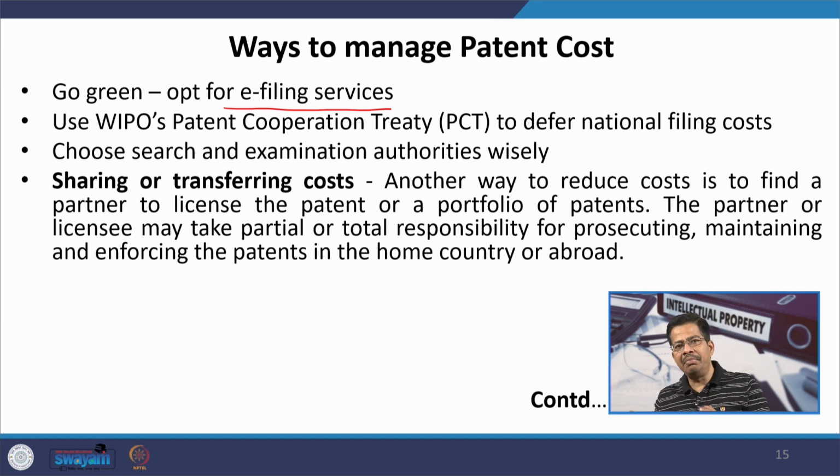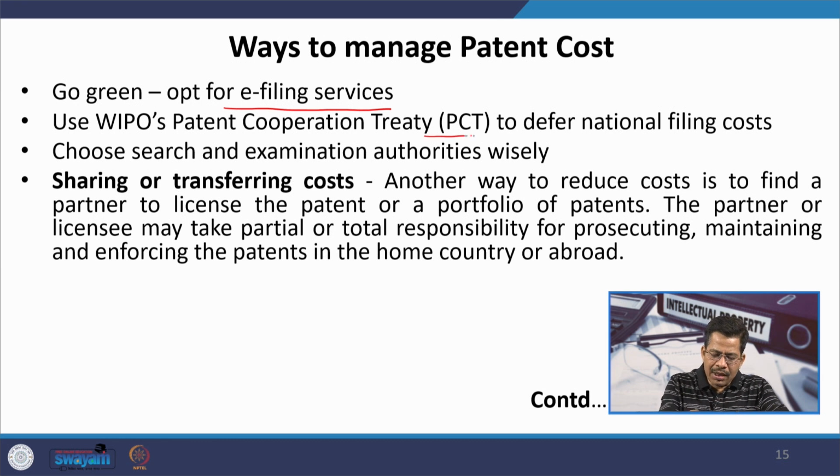If you are maintaining a patent application which is given in hard copy, the maintenance charges are also high. So, it is not only a benefit from the cost point of view, but it is also beneficial from the environmental point of view. You are saving a lot of paper.